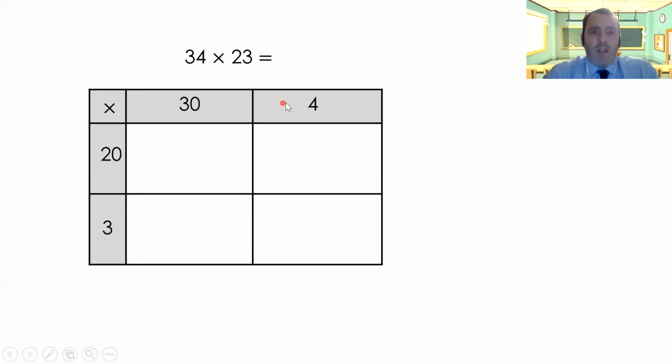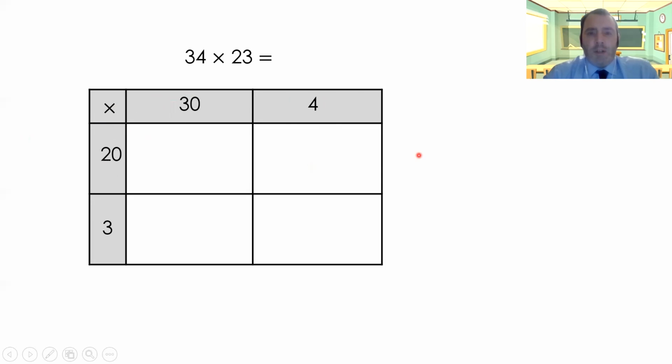So I've got 34 across the top, so I've got my 30 and my 4. I've got 23 on the side. I've made sure my 10s are the closest ones to where I'm multiplying, so they go in the top left-hand box.